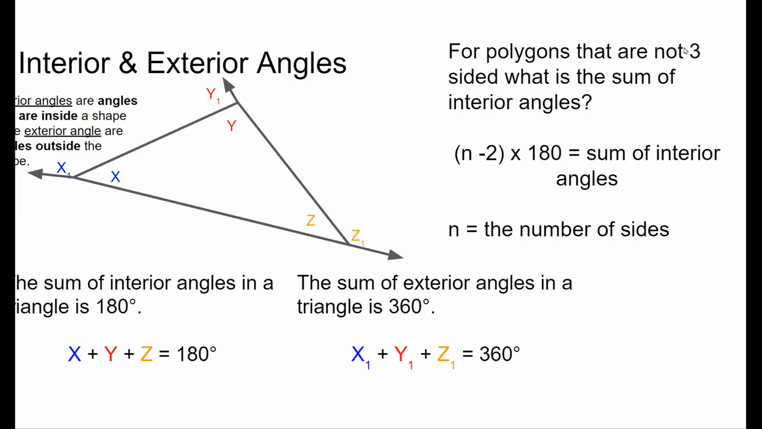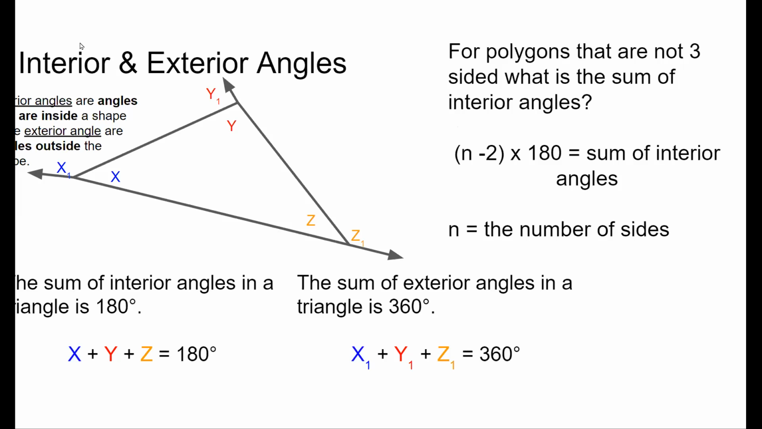For polygons that are not three-sided, the sum of interior angles is n minus 2 times 180, where n is the number of sides. So if it was a polygon with 5 sides, then it'd be 5 minus 2 times 180. The sum of interior angles in a triangle is 180, so x plus y plus z would equal 180 degrees. And the sum of exterior angles in a triangle is 360, so x prime plus y prime plus z prime is 360.